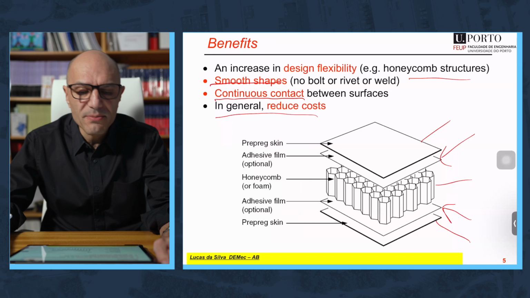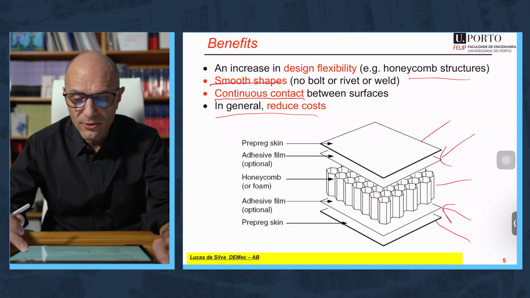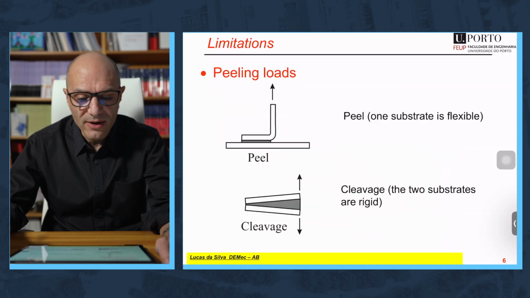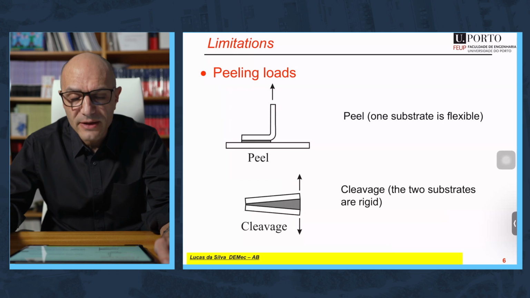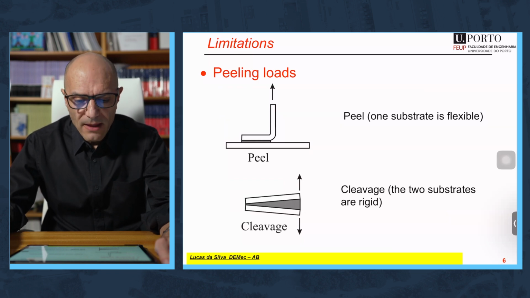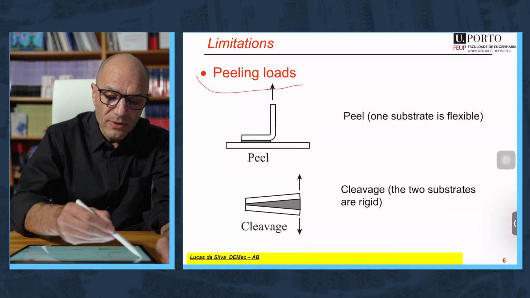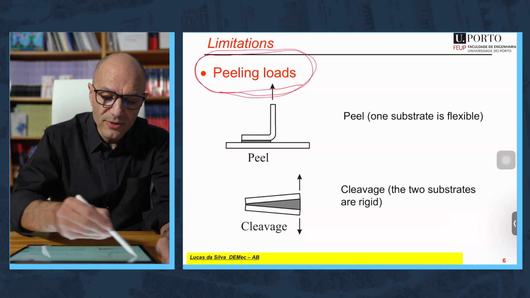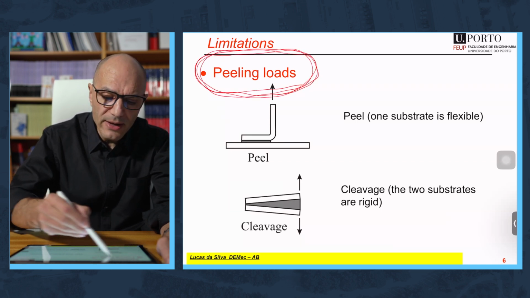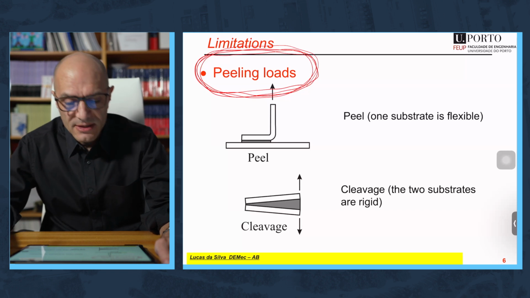Okay, so these were the benefits, but of course, you also have limitations, disadvantages when you use the technology, and it's important to discuss them. Probably the most important one is this one. It's the peeling loads, really the major enemy of adhesive bonding.